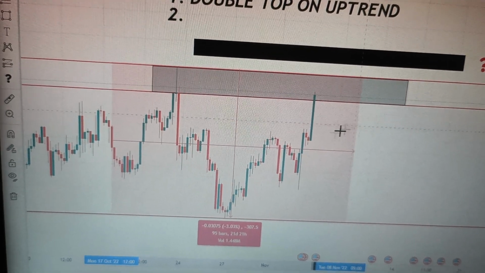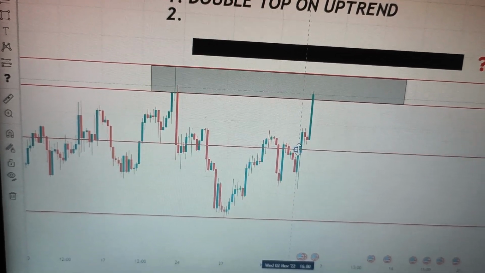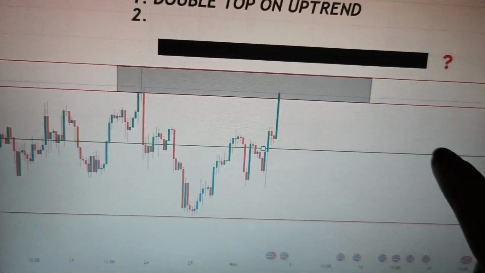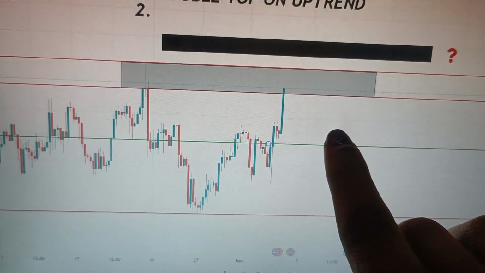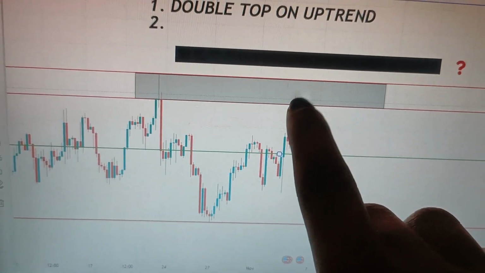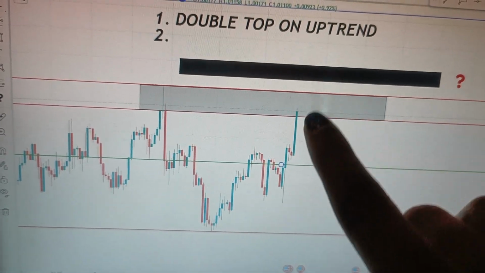The only way I can tell you for sure how to trade double tops on an uptrend market is this half, which is very important. You see this green line that I've marked here? When you try to trade above it, the double top mostly gets violated and it will break.